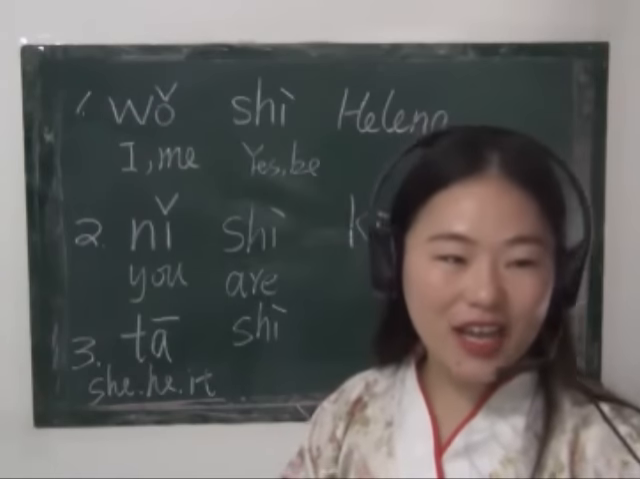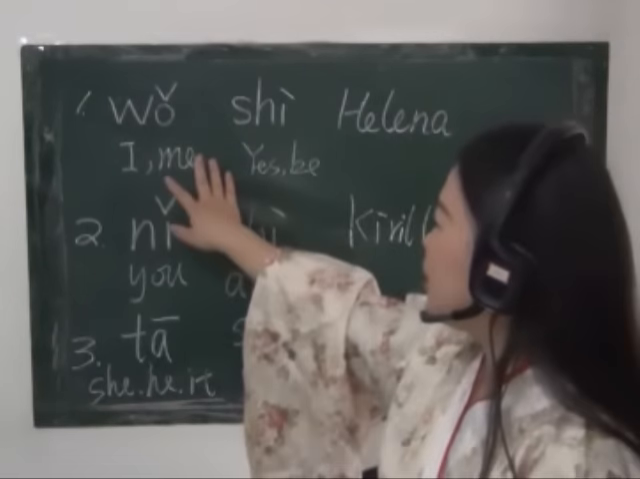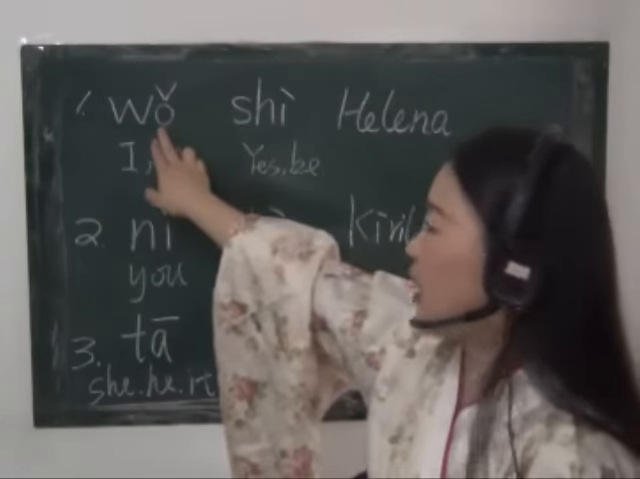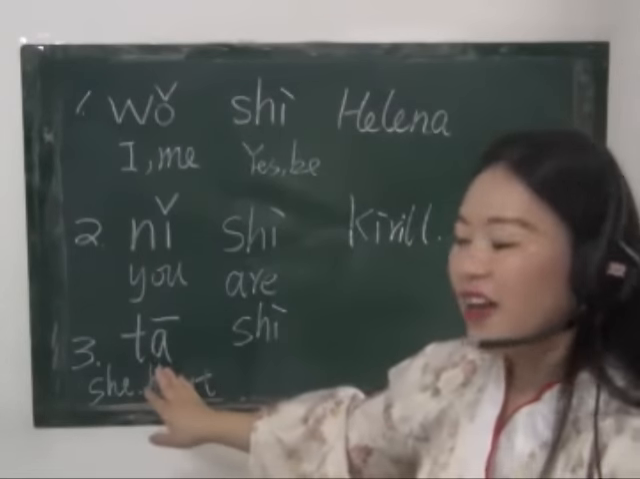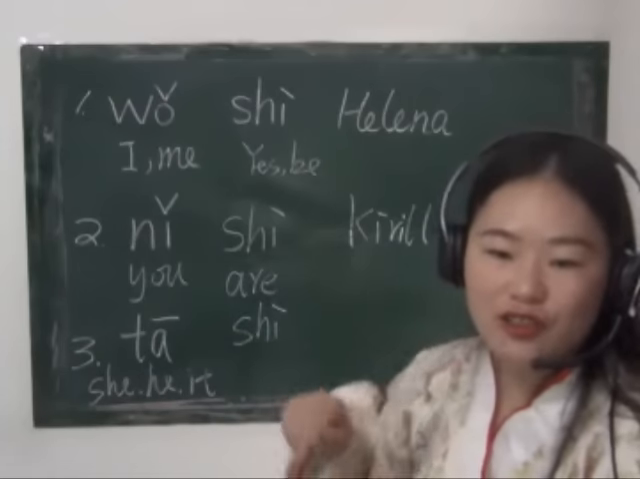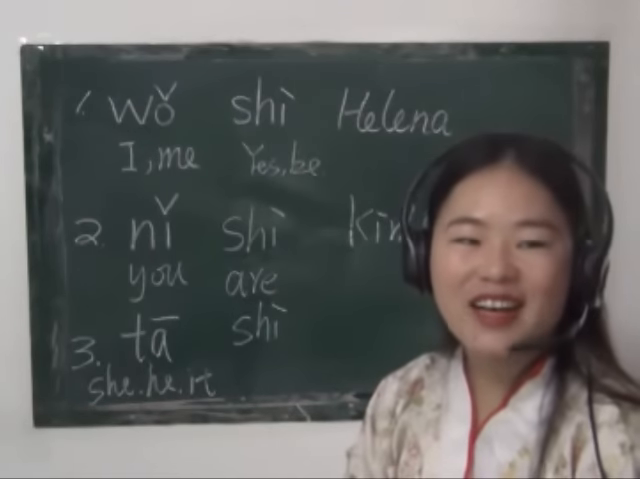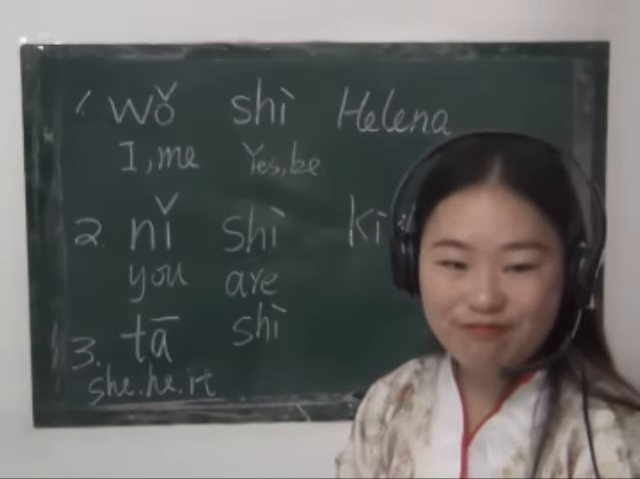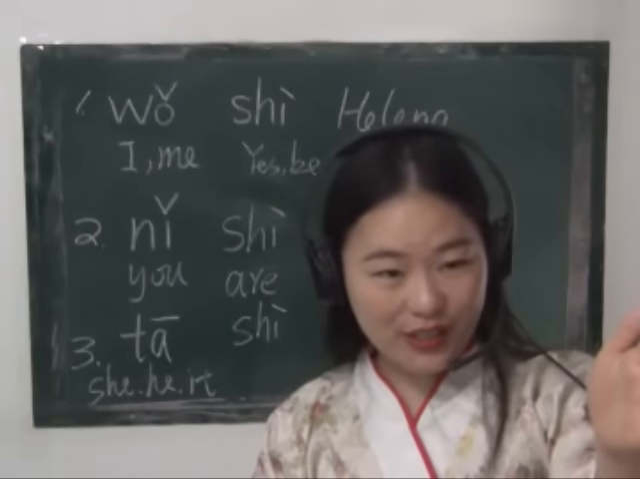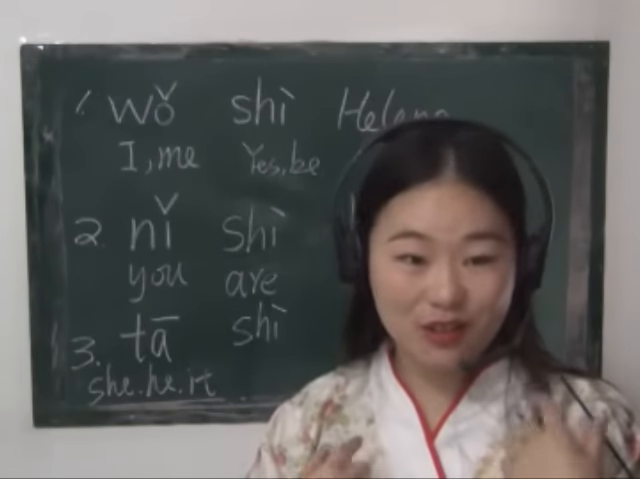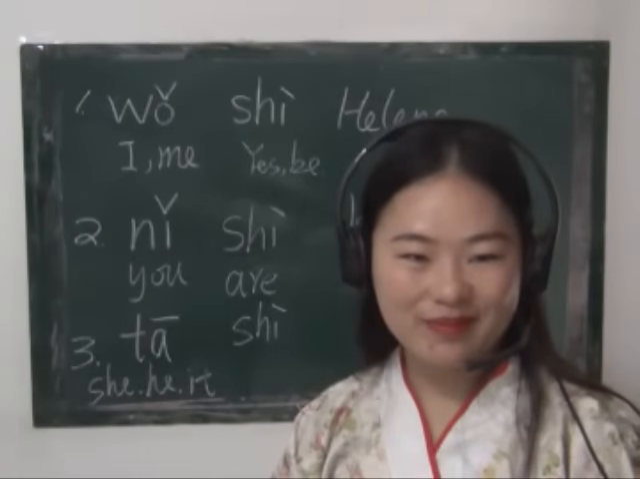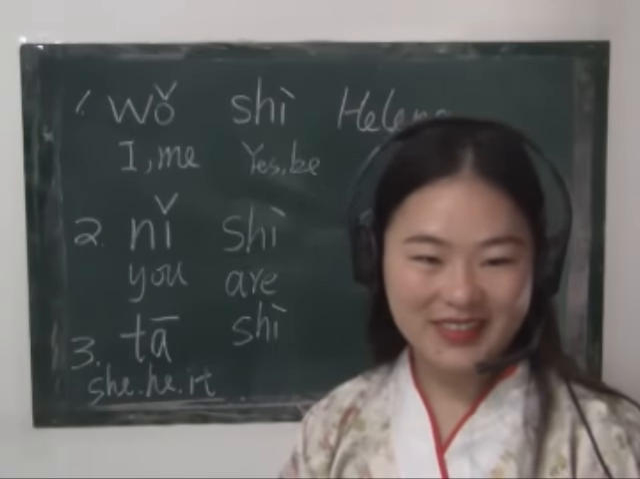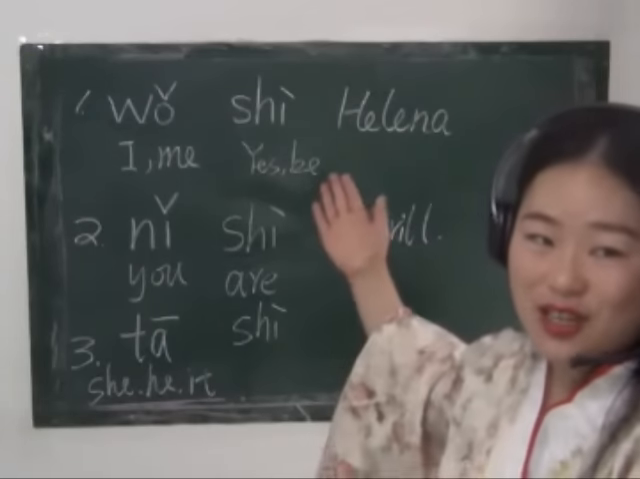Okay. So now, we know when we introduce someone to somebody, we can use I am, 我是, you are, 你是, and he is, 他是, right? Okay, so now, can you try to introduce yourself, Helena, and one of your friends by these words? Let's try to do that.